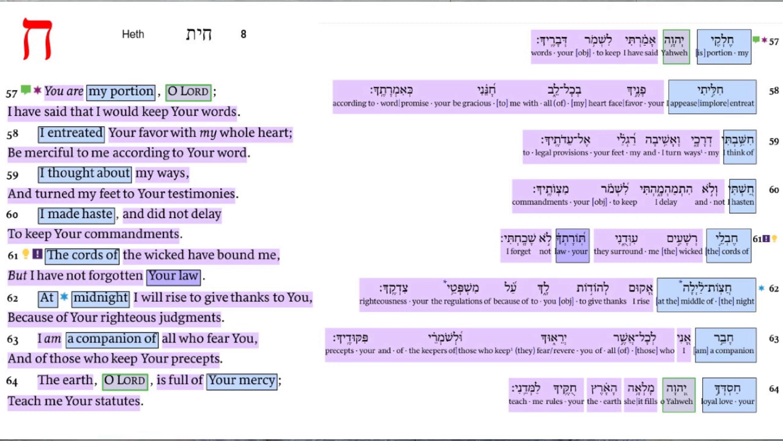And then at verse 64, the earth, O Lord, is full of your mercy. And so, being the case, then help me to learn that. Teach me then your statutes, or those things that would prove that. So recognizing the mercy of God and how it's there for him to see everywhere. The earth is filled with it.